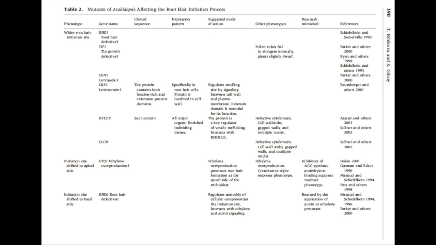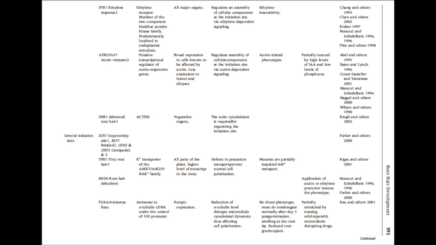The earliest morphological indication of root hair initiation is the bulging of the cell wall at the root hair initiation site. As soon as this occurs, the pH of the cell wall drops, resulting in highly localized acidification.